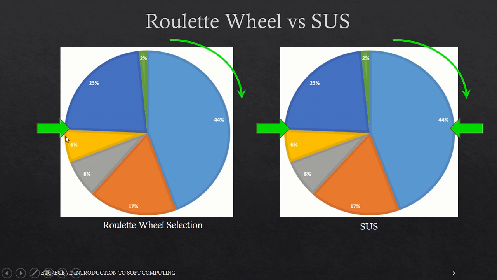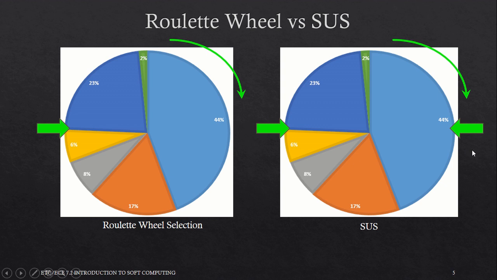The pocket at which the wheel eventually stops is the individual who is selected as a parent. This is the roulette wheel selection technique. Our SUS technique is very similar, but as we said before, instead of selecting just one individual, SUS allows us to select multiple individuals in a single rotation. How? By having multiple pointers.